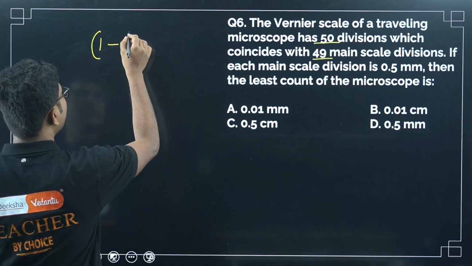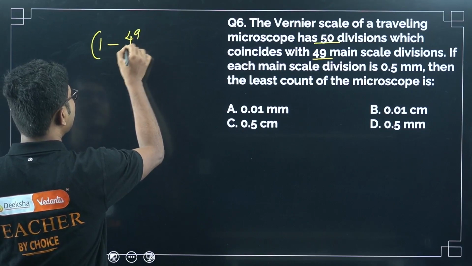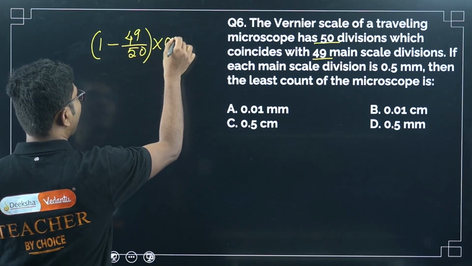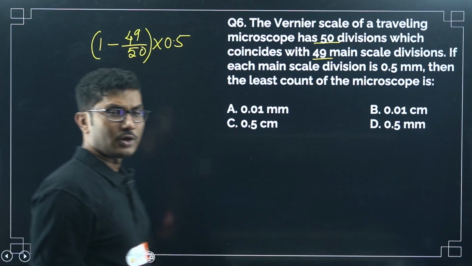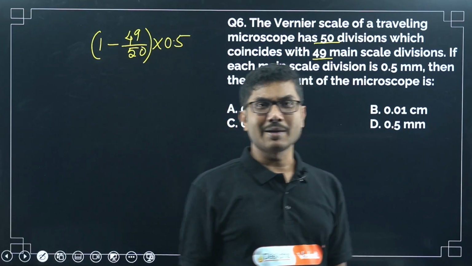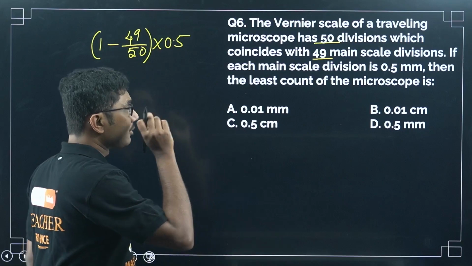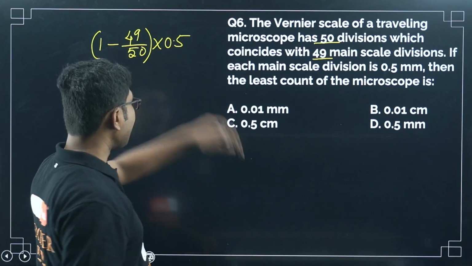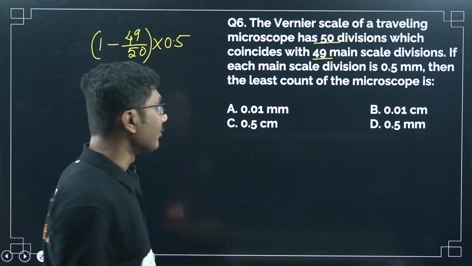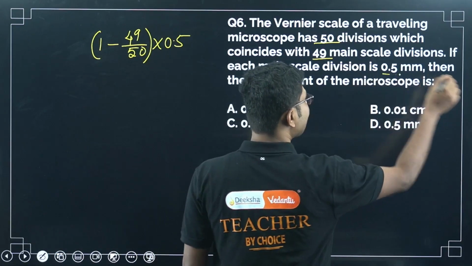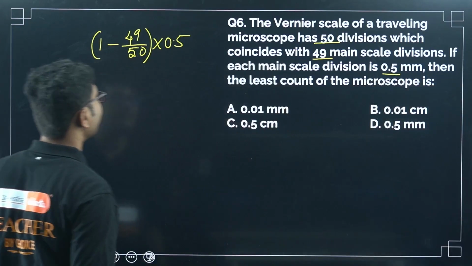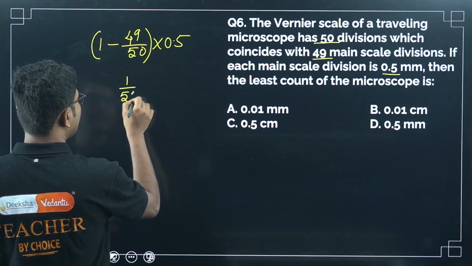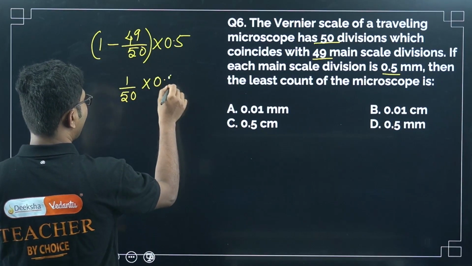So we know that the formula is 1 minus 49 by 50 times 0.5. This is the formula. You should remember that it is 1 minus coinciding number divided by total number of divisions, times the least count of the main scale. So what is the least count of the vernier scale? It will be 1 by 50 times 0.5.